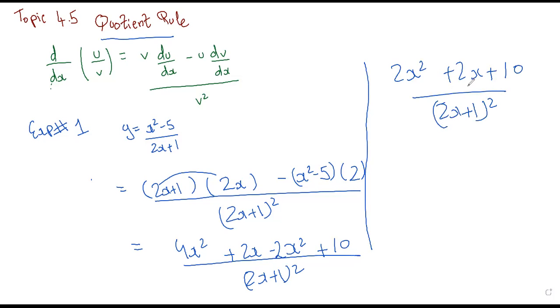So can we simplify further? Yes, you can. In the numerator, we can take 2 common. So it is 2 times x squared plus x plus 5, divided by 2x plus 1 whole square.